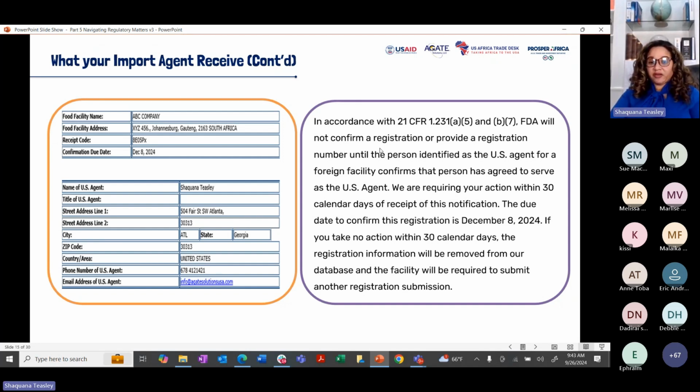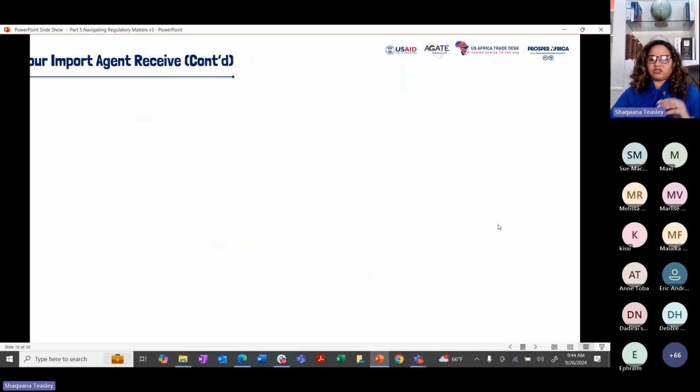FDA will not confirm a registration or provide a registration number until the person identified as the U.S. agent for a foreign facility confirms that the person has agreed to serve as the U.S. agent. Do not submit this to the FDA without confirming with the U.S. agent that they are in agreement. Because if I get this from FDA and I didn't agree to represent you in this way, I will go, where did this come from? I didn't agree to do this. So make sure that you're in agreement.